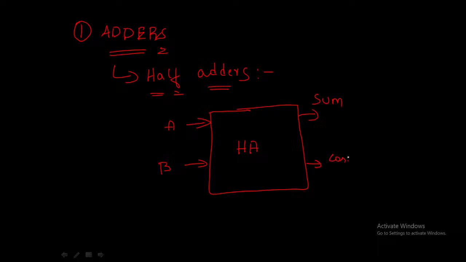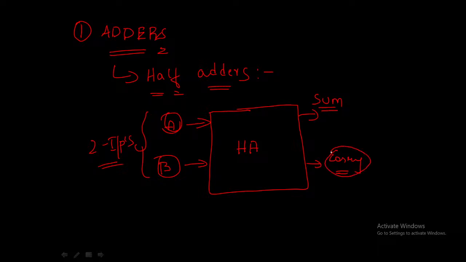For my half adder I only have two inputs. It may be A and B, or M and N, or X and Y. It may be a different notation, but it only has two inputs. My half adder circuit has only two inputs and two outputs, which are sum as well as carry. This is the block diagram of my half adder.